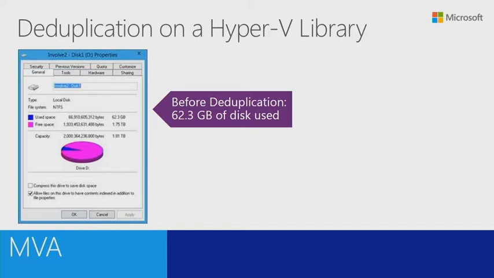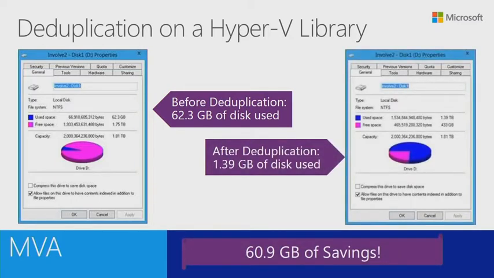But basically, before deduplication, we had a Hyper-V library that was using 62 gigabytes of storage. We then turned on deduplication on the same exact location, and guess what? After deduplication, it was only using 1.39 gigabytes, over 60 gigabytes of savings. Who wouldn't like to save 60 gigabytes on their storage just by checking a checkbox? So deduplication is a key capability in the new Windows Server 2012 file server.